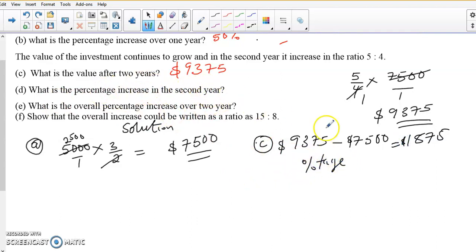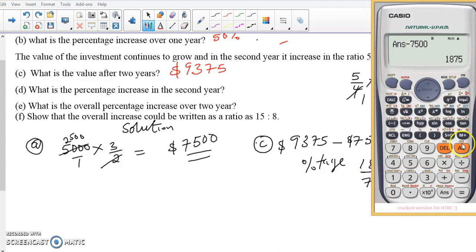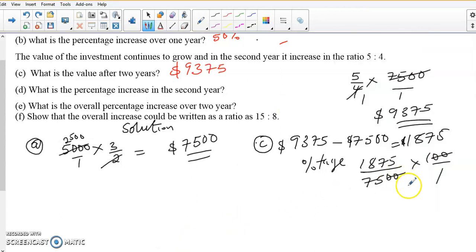Okay, so the percentage increase in the second year will be the increase, which is 1,875, divided by the initial amount, which is 7,500, times 100 over 1. Okay, so if I divide this by 75, that gives us 25. So the percentage is 25%.